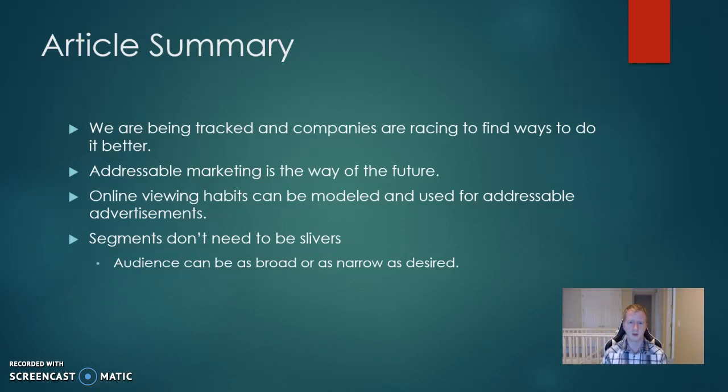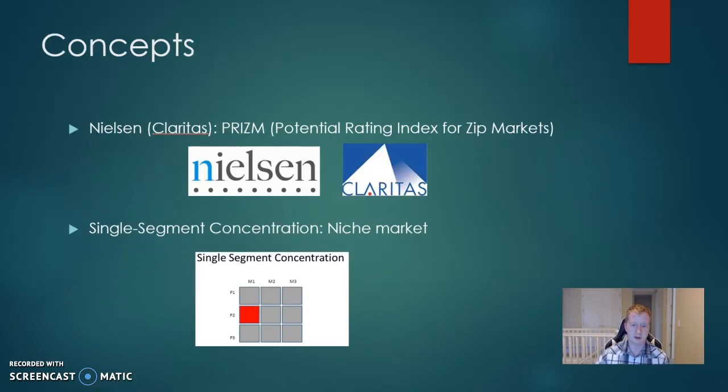But if you wanted to look more at people that are interested in automobiles in general, then that can also be done by picking more and more segments. So some concepts that were common both in the textbook and in the article. In the article, it discussed the Nielsen Prism, which is the potential ratings index for zip markets, formerly Claritas Prism. Nielsen bought them out.